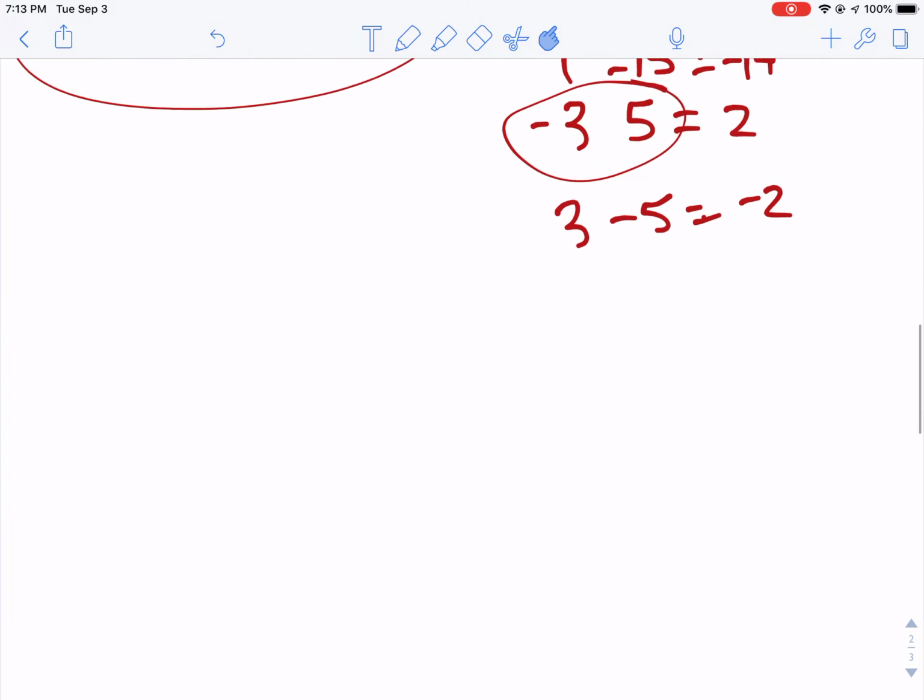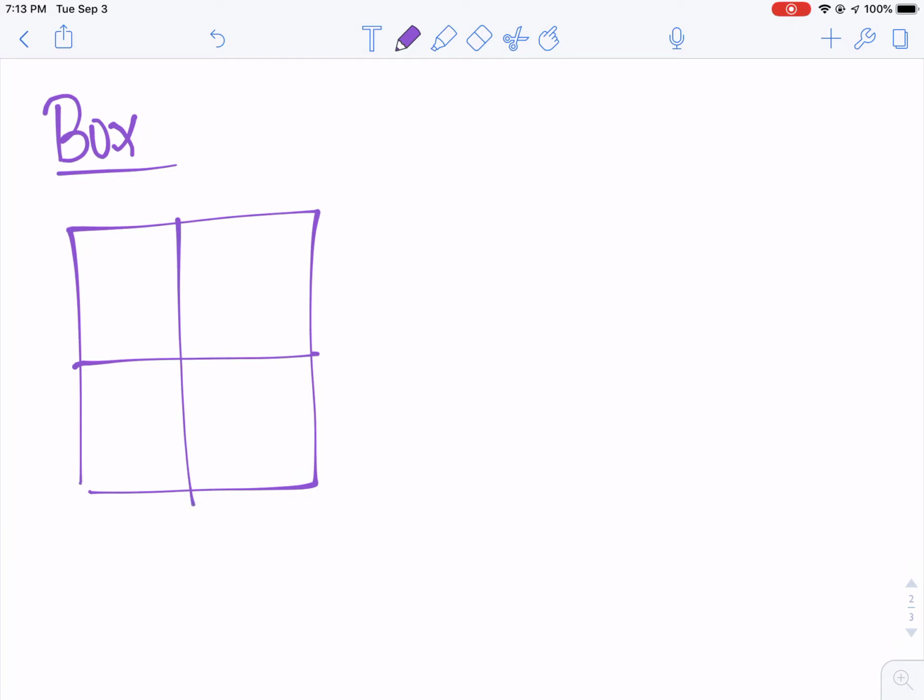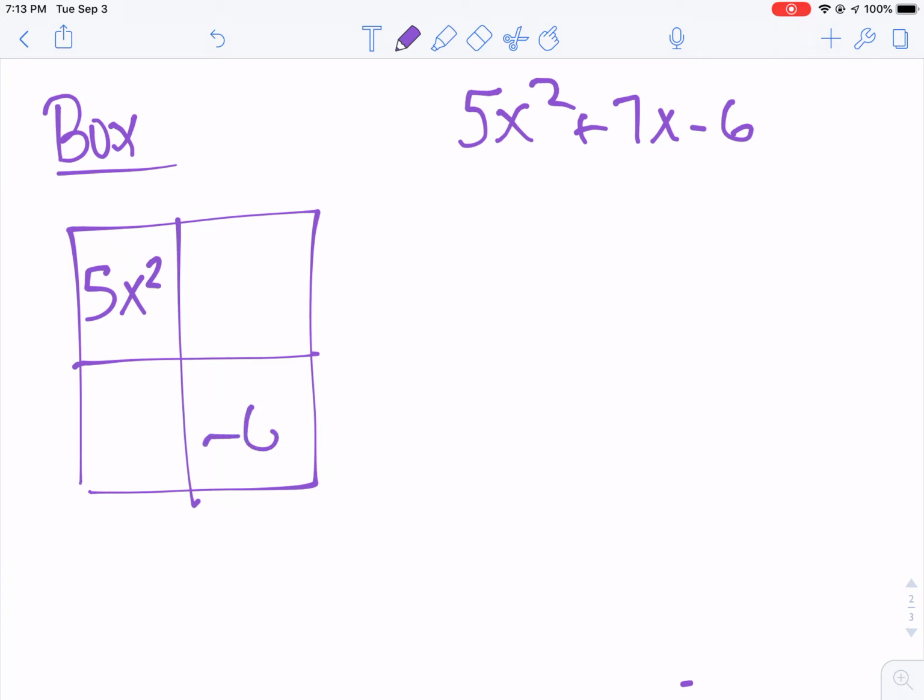So then we went through box and grouping, you guys called it the AC method, or maybe that's not what it was, I don't know. So for the box method, you need to build a box. Let's say I want to factor 5x squared plus 7x minus 6. So step 1 is to build a box. You put the 5x squared in the first box and the negative 6 in the last box, and you multiply them.